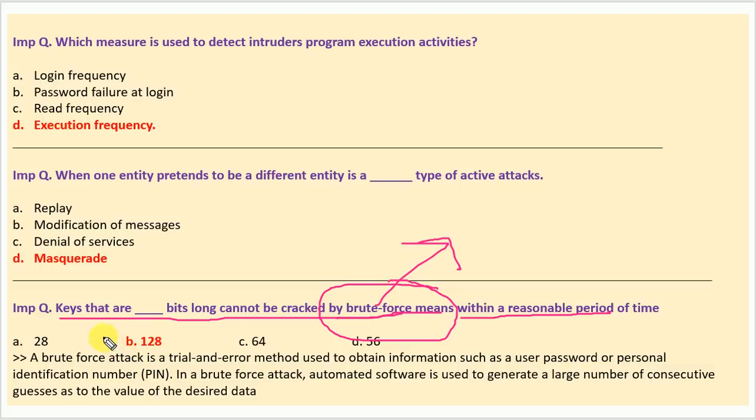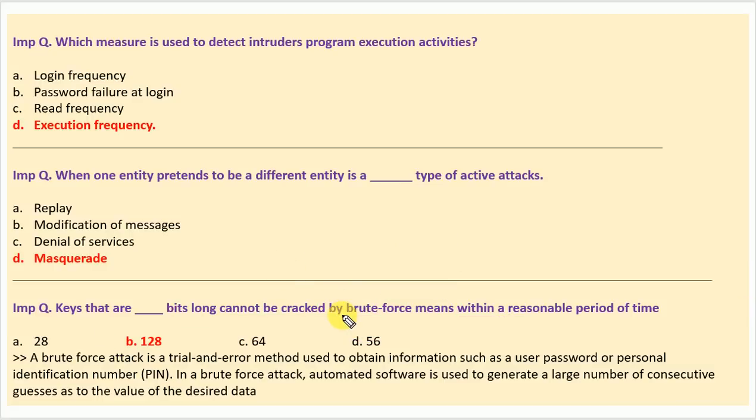So the length of the keys would be 128. This is also very important. If our key length is 128, it cannot be cracked by a brute force attack. Okay, so the length would be 128. This is also very important. Again, telling you, masquerade is very important. Okay, now moving to the next question we have.